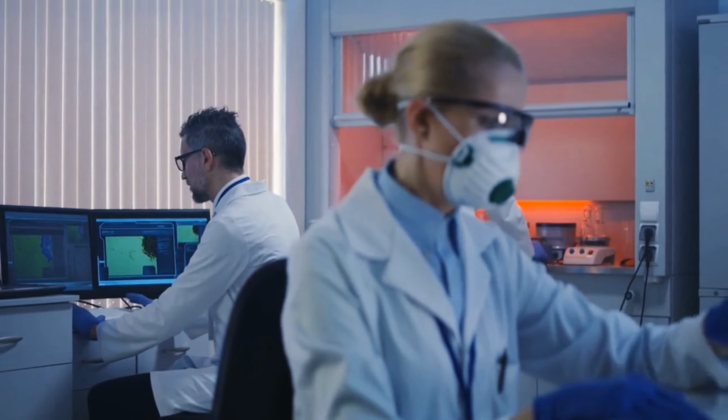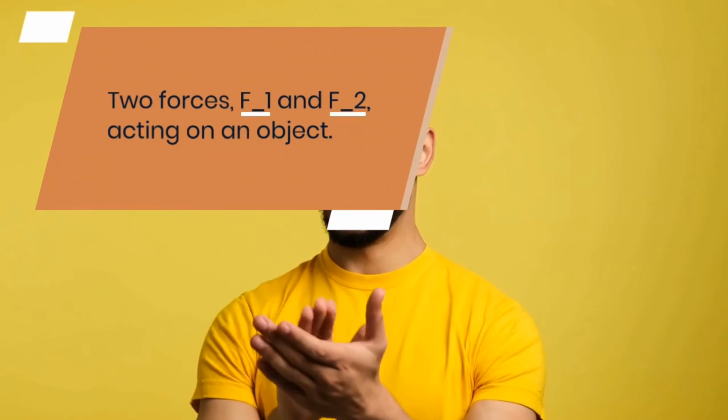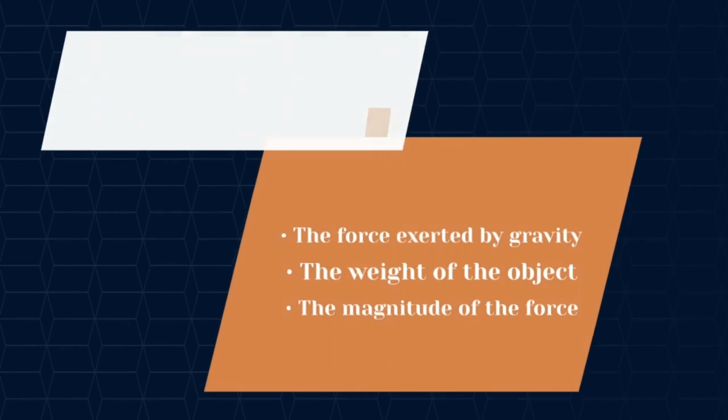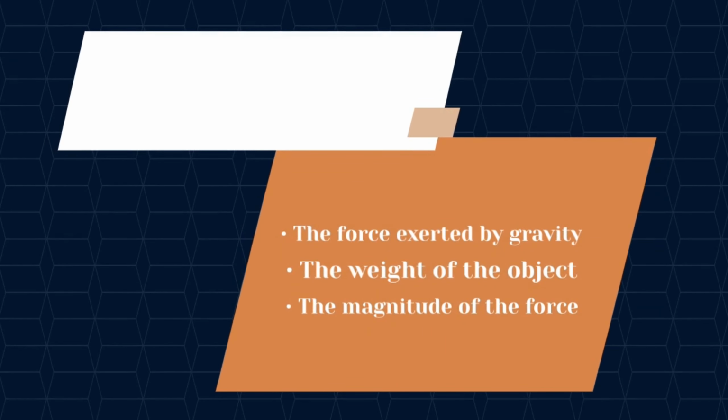Let's consider a practical application in physics. Imagine we have two forces, F1 and F2, acting on an object. The Cauchy-Schwarz inequality can be used to understand the relationship between these forces. F1 represents the force exerted by gravity, and its magnitude is equal to the weight of the object. F2 represents the applied force that we can control.